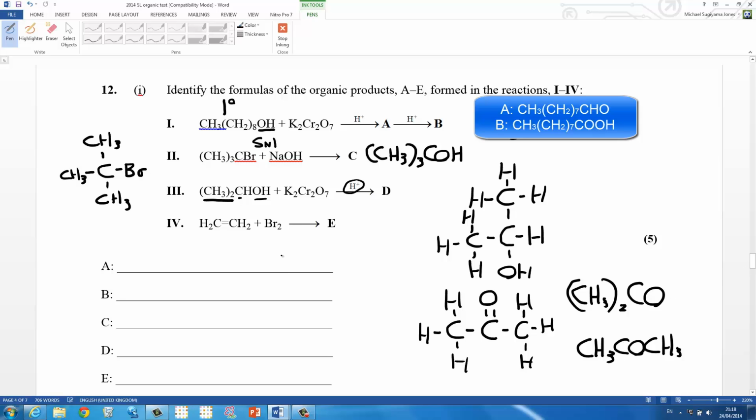And finally, E, we have ethene, and it's reacting with bromine. So the condensed structural formula would be BrCH2CH2Br for E.